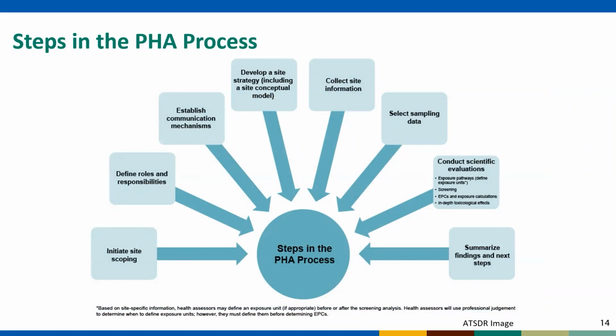This slide shows the steps in the PHA process. They include initiate site scoping, define roles and responsibilities, establish communication mechanisms, develop a site strategy, including a site conceptual model, collect site information, select sampling data, conduct scientific evaluations, which include evaluations of exposure pathways, screening, exposure point concentrations, exposure calculations, and in-depth toxicological effects. And the last step is to summarize findings and our next steps.